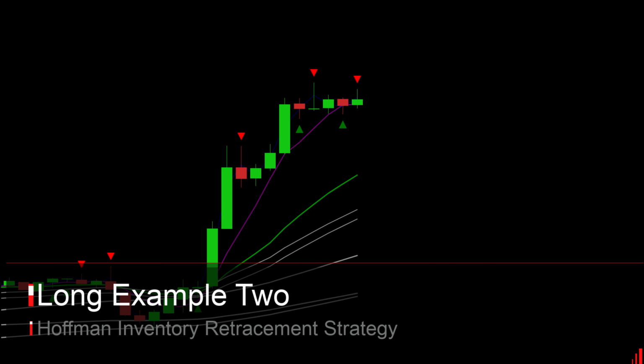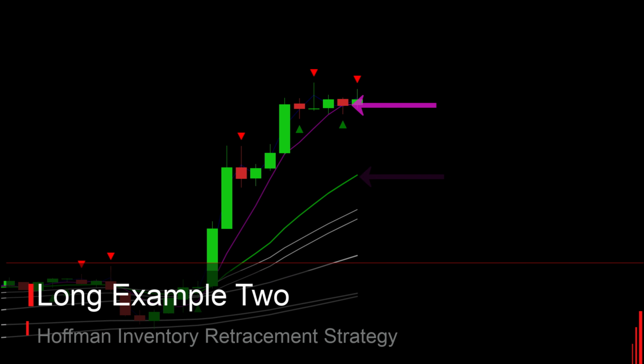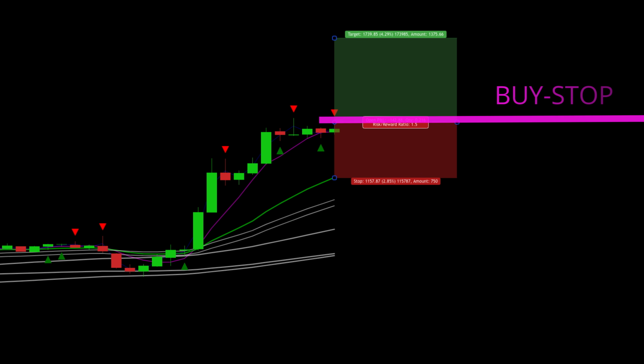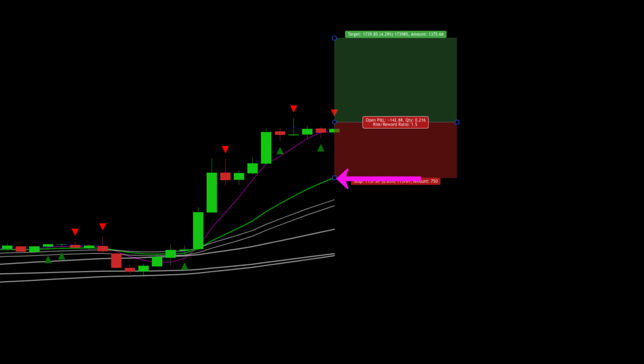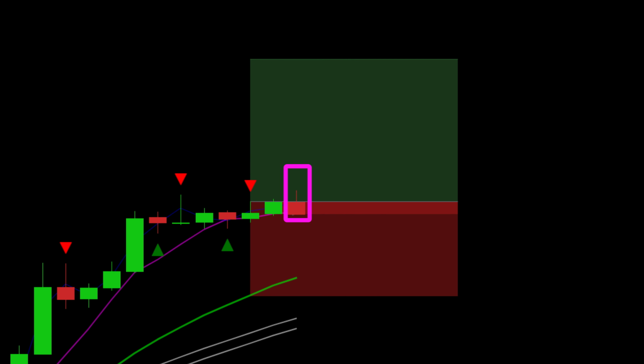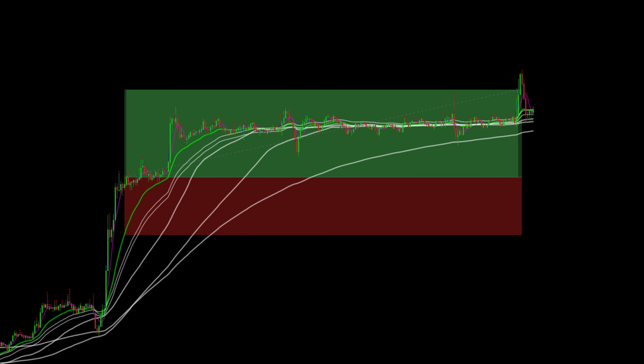I have one more long example. The slow line is above the fast line with no lines in between. Then we get a Rob Hoffman inventory retracement bar signal. This is our trigger candle. A buy stop is placed at the top of the trigger candle. Since the trigger candle touches the purple line, we are going to set the stop at the fast line in green and target 1.5 times risk. The position is entered on this candle. And after some extended consolidation, this one hits the target.